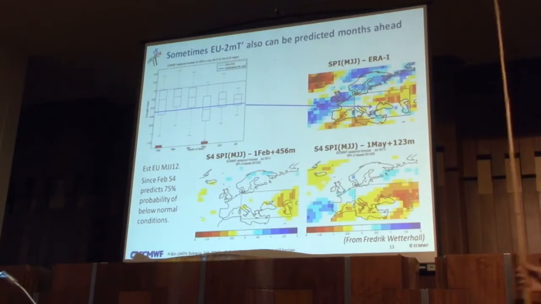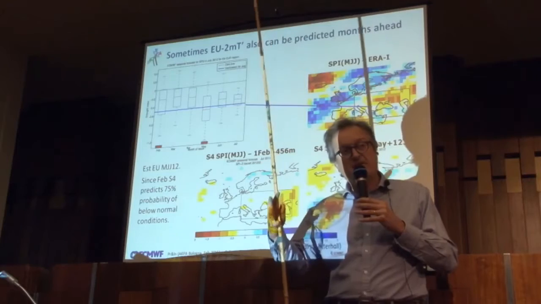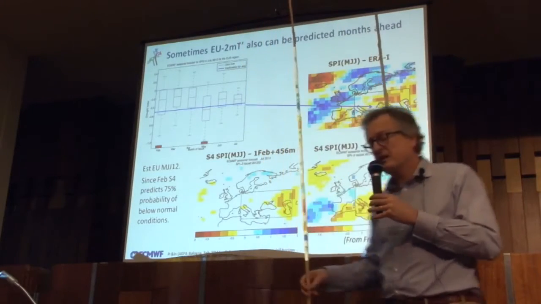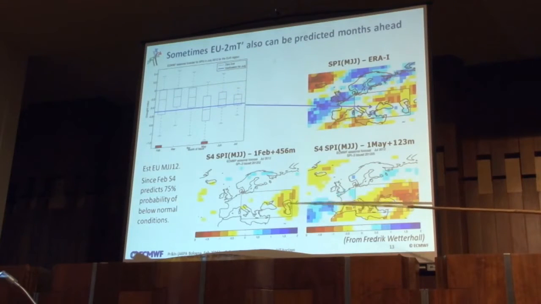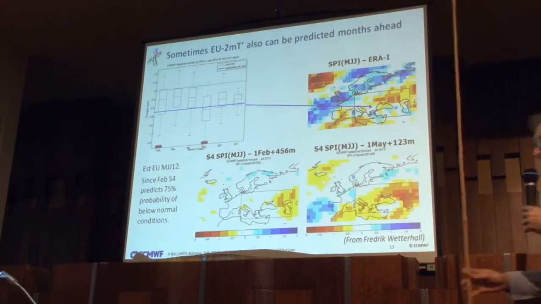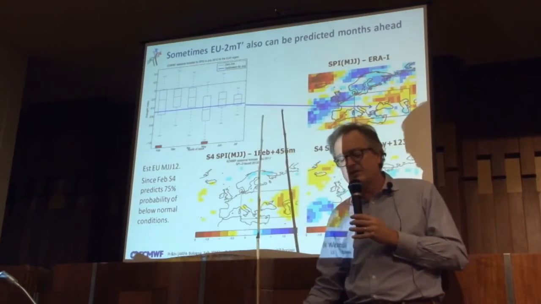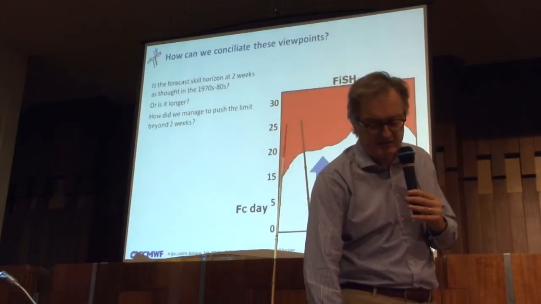In color shading, you see the area where the ensemble PDF was far from a climatological PDF, so where there was a signal, and the signal was for warmer conditions. This is a forecast 1 to 3 months ahead, a much clearer signal. So even over Europe, despite the fact that it's a difficult area to predict, we can predict seasons ahead.